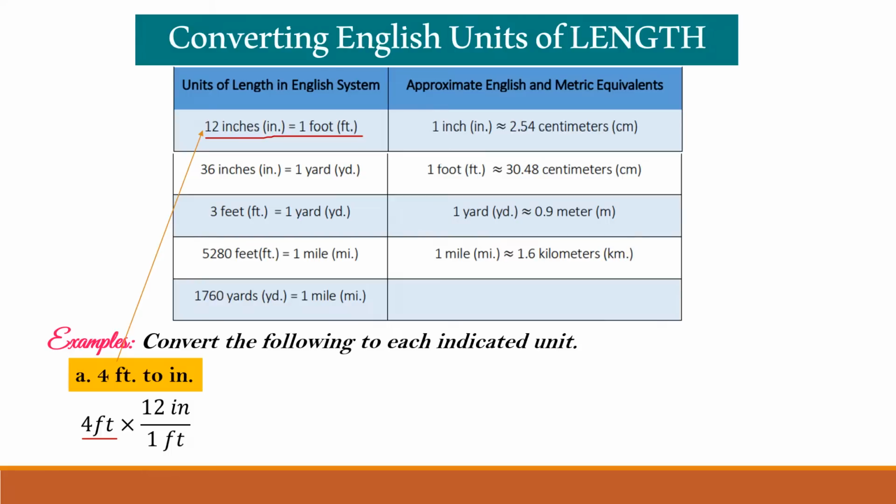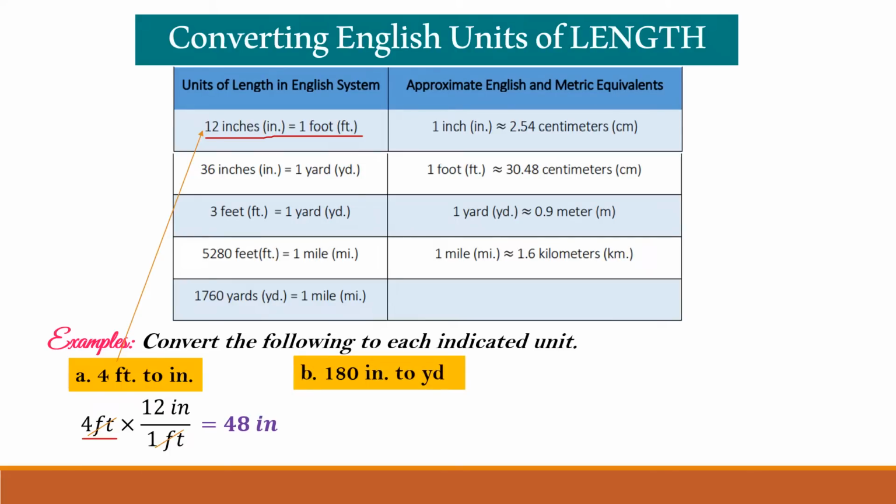When we simplify that, again, feet and feet will be cancelled. Now we can multiply 4 times 12. So 4 times 12 is equal to 48 over the denominator, which is 1, but we don't need to write that. So our final answer for example A is 48 inches.